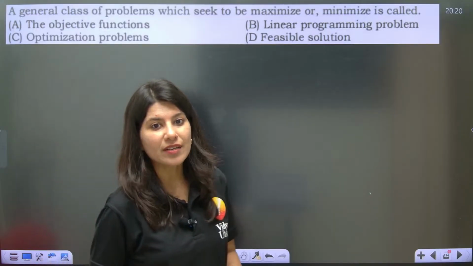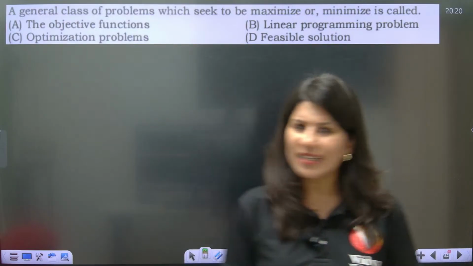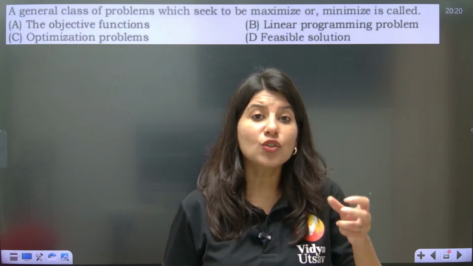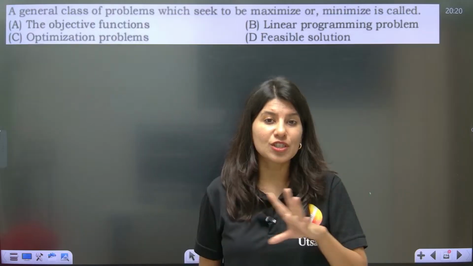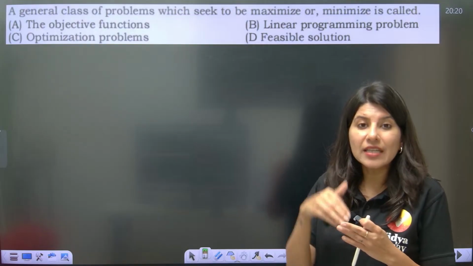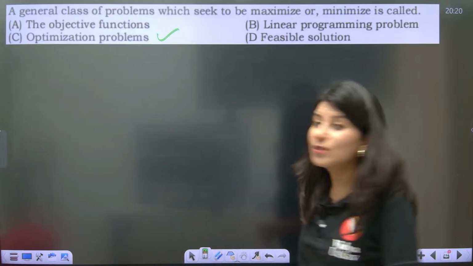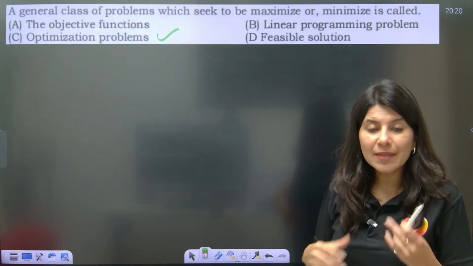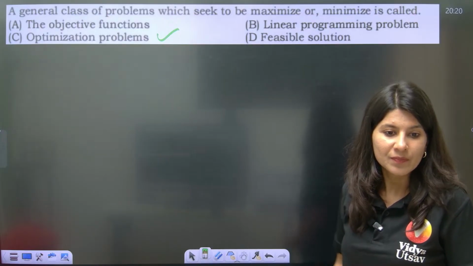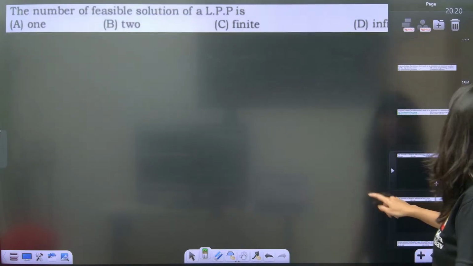So the general class of problem seeks to maximize or minimize. The linear programming chapter has only one type of problem, where you need to optimize the function Z. Optimization means you have to write either the maximum value or the minimum value. That is called optimizing the objective function. So what is the purpose of solving an LPP? You need to optimize the problem.